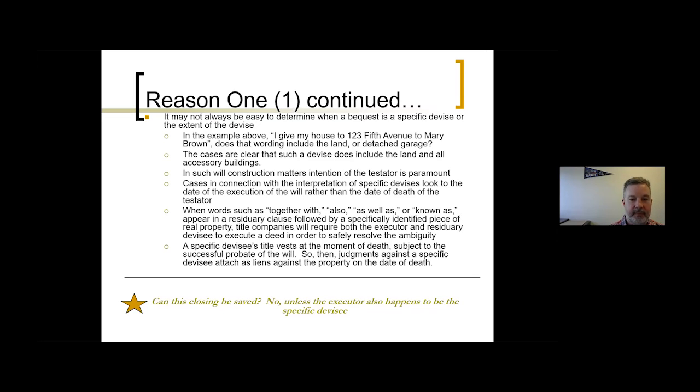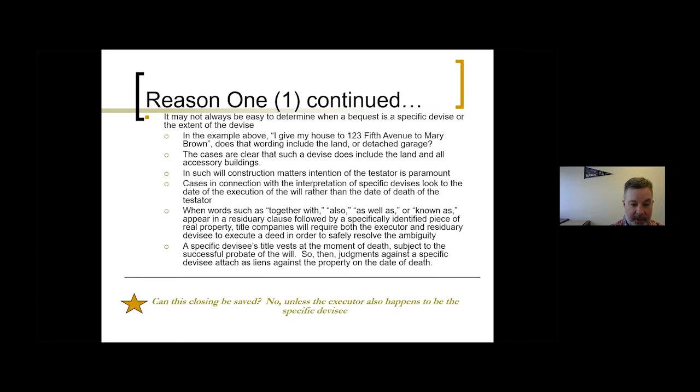Obviously, not every will is drafted perfectly, and the language is not always great. Sometimes it's ambiguous, so we're going to want to take a good look at that. Again, reach out to the legal department here at Judicial, and we'll help you. We've got many years of experience, for title purposes, of reading wills and trusts and estates, and we can go through it and help you out.